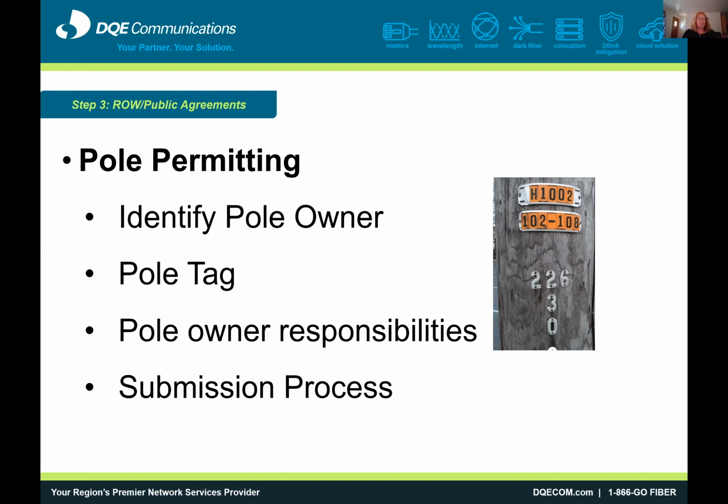Distribution poles are the poles that provide electricity to homes and businesses and are a lower voltage, 13 kV or 13,000 volts.